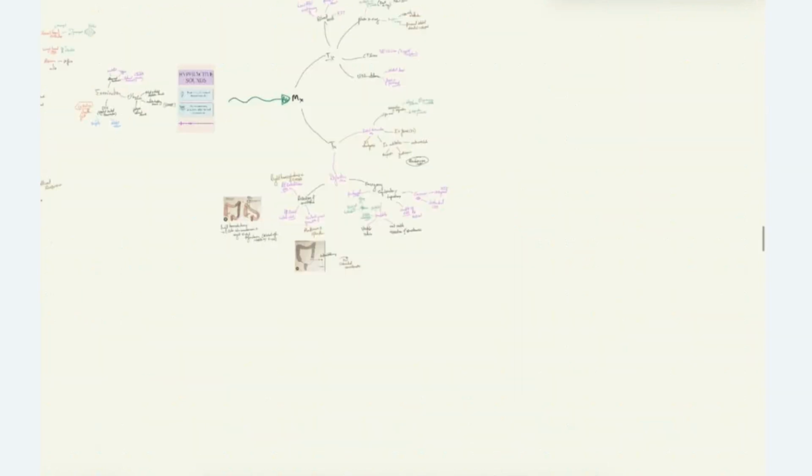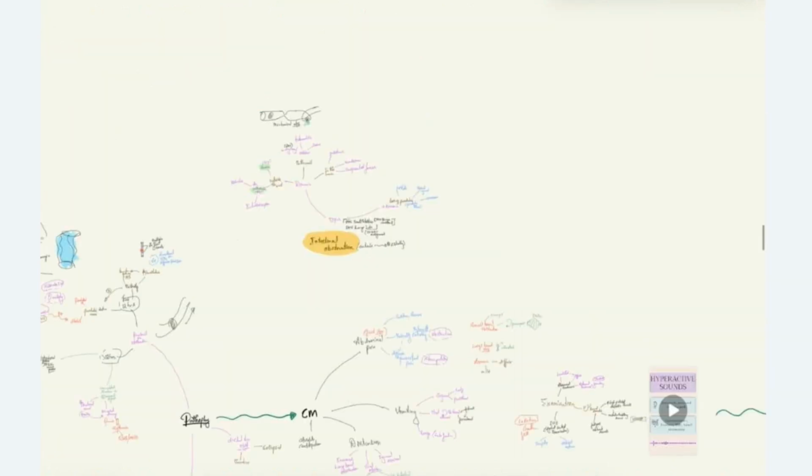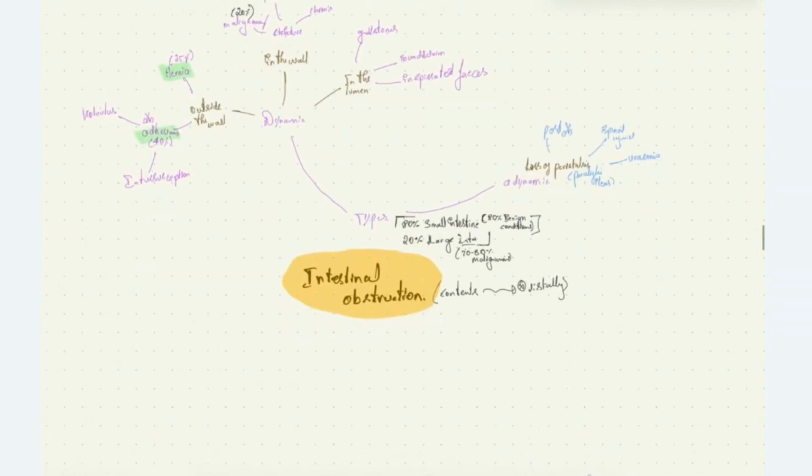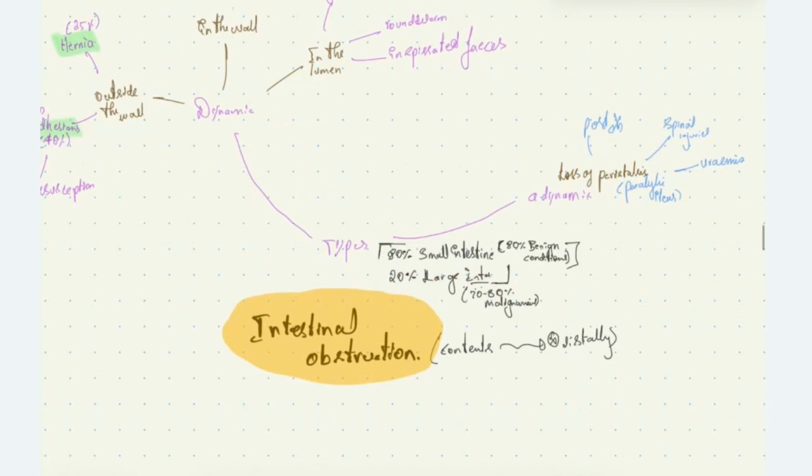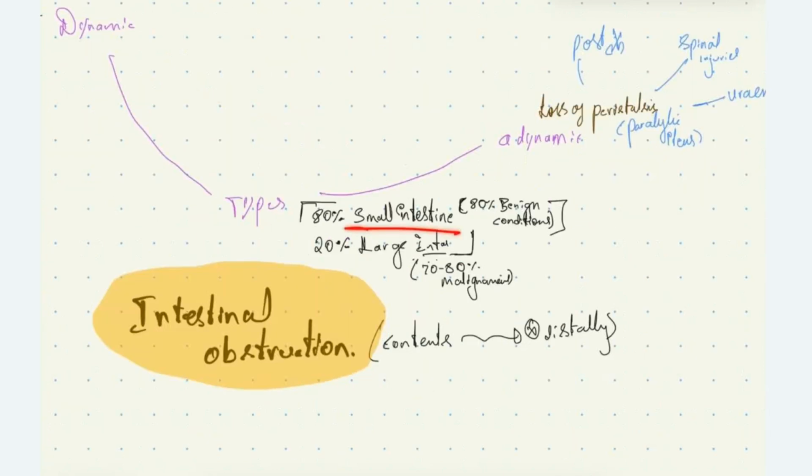This is about the treatment of intestinal obstruction, characterized by inability of intestinal contents to move distally. 80% of intestinal obstruction that we see is small bowel obstruction, 20% of it is large bowel obstruction. In 80% of the times, the small bowel obstruction is due to benign conditions like adhesions, hernia, whereas in case of large bowel obstruction, 70 to 80% of the time, it's due to malignancies.